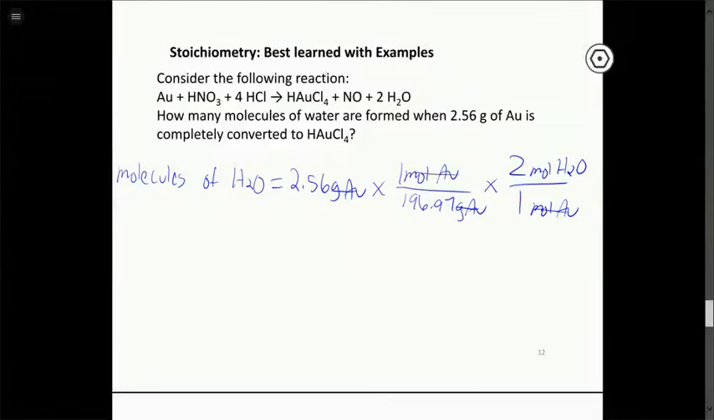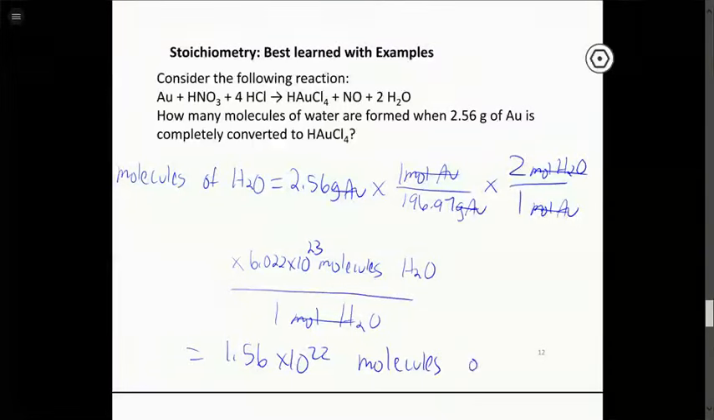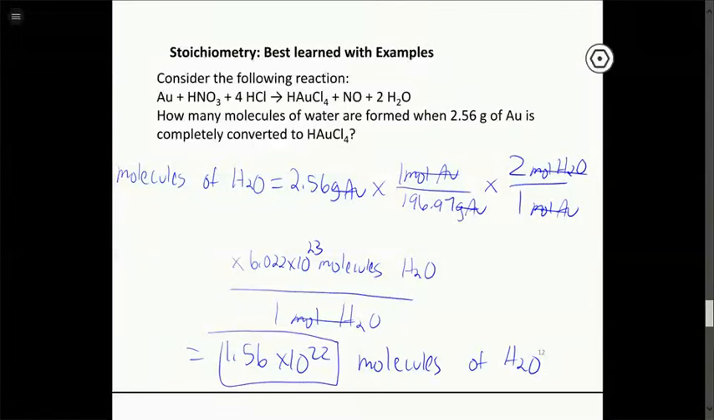Now that we're in moles of water, the last thing we have to do is convert into water molecules, or the number of molecules of water. And remember, that's going to be Avogadro's number. So moles will cancel out if we multiply by Avogadro's number. And so when we work out the math, we get 1.56 times 10 to the 22nd molecules of water. All right.